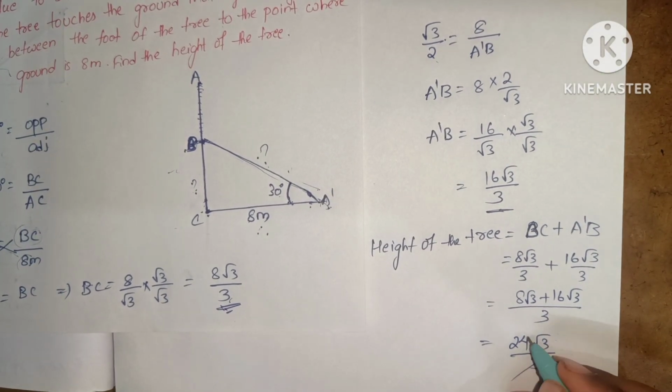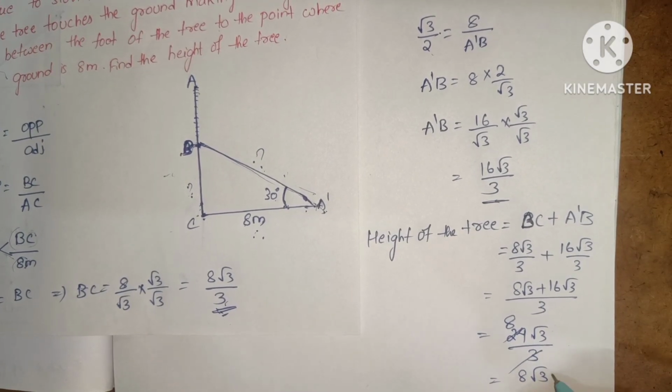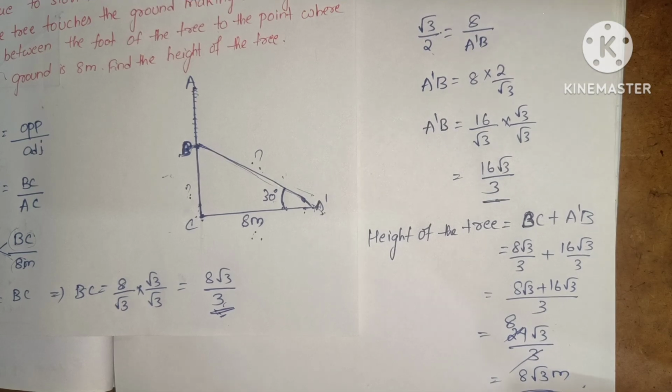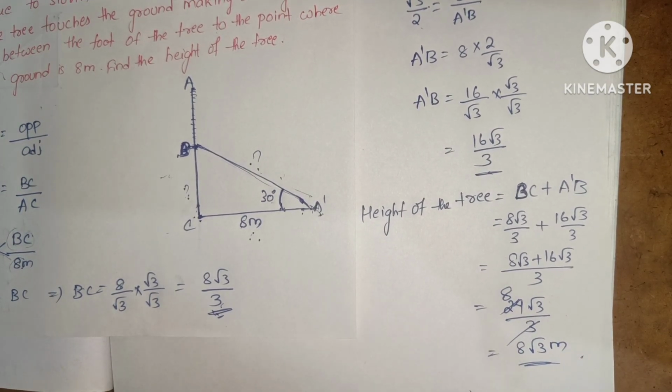So here 3 8s are 24. That means 8 root 3 meters. So the total height of the tree is how much? 8 root 3 meters. Got it?